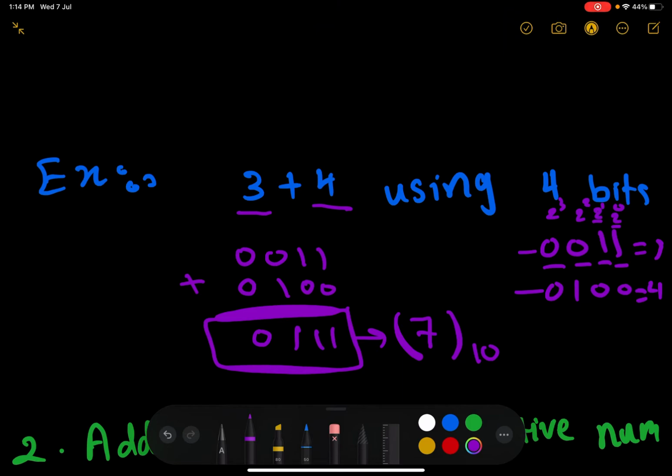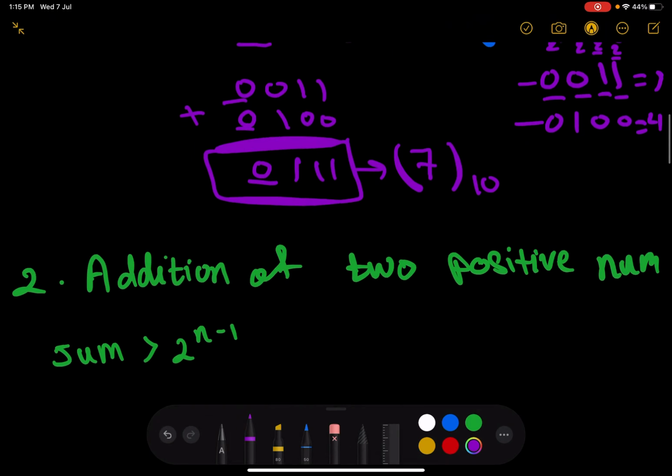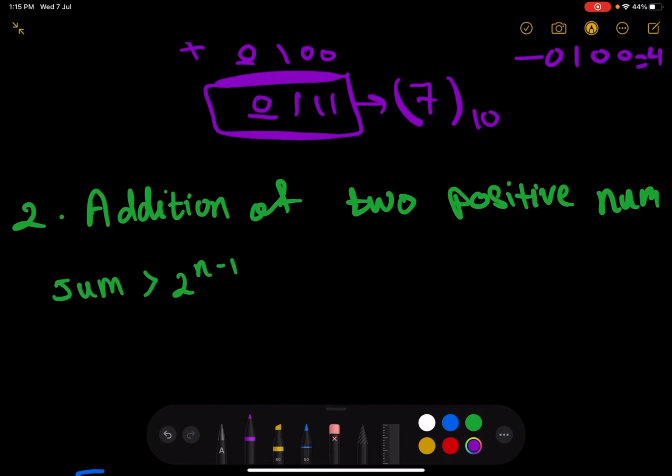And as we're adding two binary numbers together, the result is still a positive number, so we didn't get any overflow, and also 7 is less than 8, so the answer is correct. Moving to the second case, we're adding two positive numbers, but in this case the sum is greater than 2 power n minus 1.